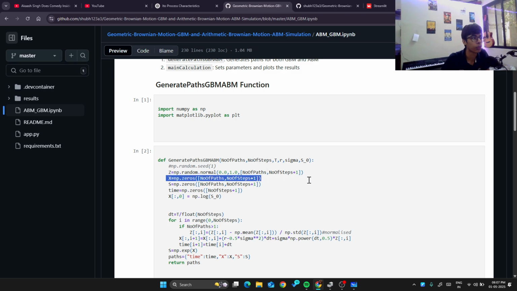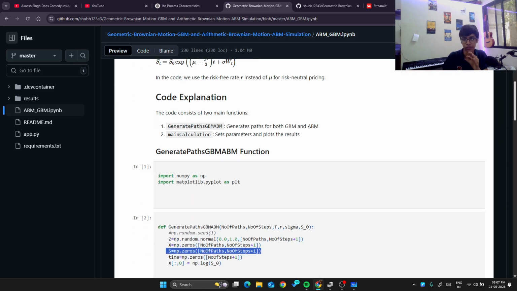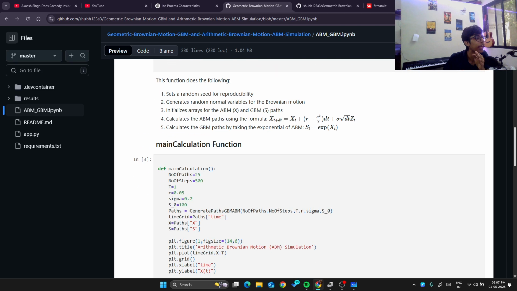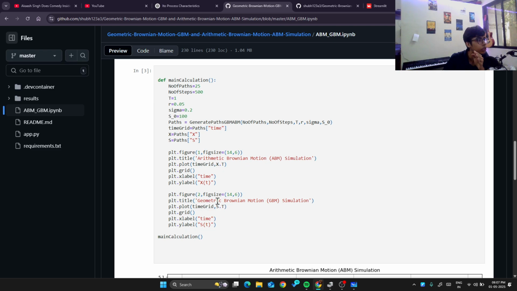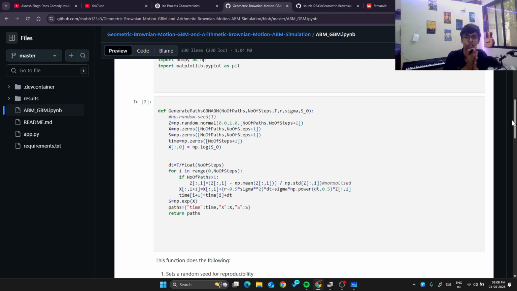X is our final stochastic differential equation, and S is our stock price. Let me see the plotting. So we plot ST and XT. XT is our arithmetic Brownian motion, and S is our geometric Brownian motion. Sorry, I just forgot what I wrote.